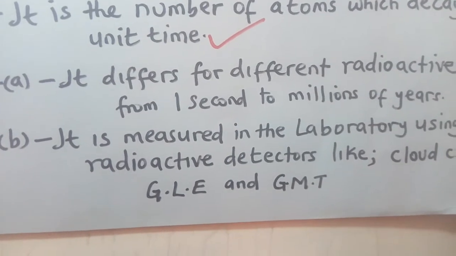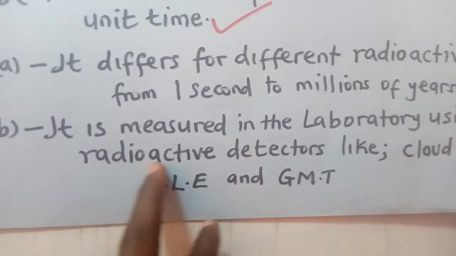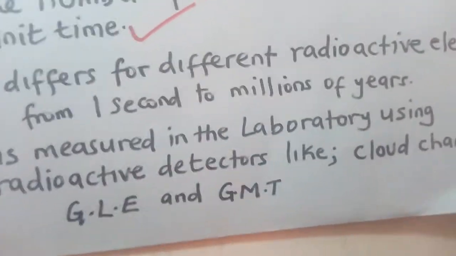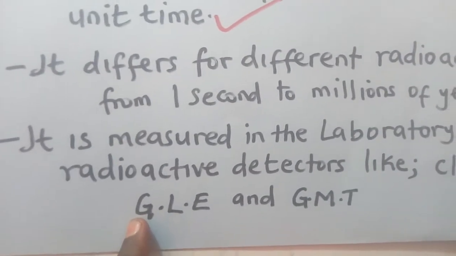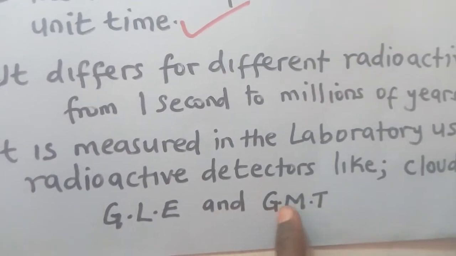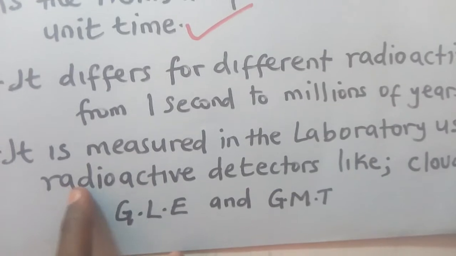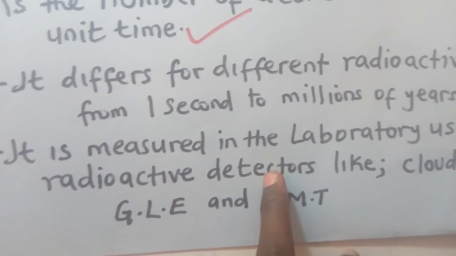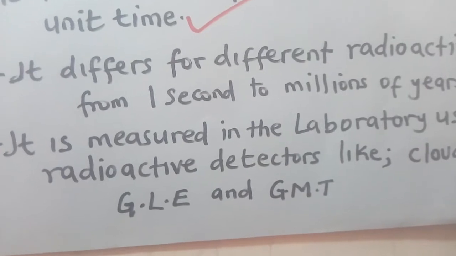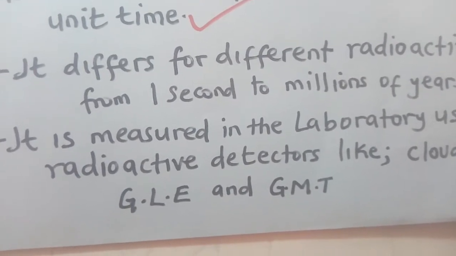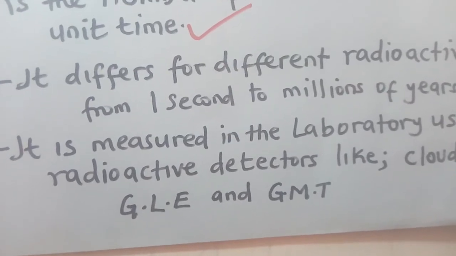Now, how do you measure an activity of a radioactive element? You use what we call radioactive detectors, and you do that in the laboratory. So activity is measured in the laboratory using radioactive detectors. You see, examples of radioactive detectors are cloud chambers, GLE means the gold leaf electroscope, and a Geiger-Müller tube, GMT. Now, a gold leaf electroscope, a Geiger-Müller tube, cloud chambers, these are examples of radioactive detectors. We use them in the laboratory to measure activity for every radioactive element so that we are able to compare them. And that is why we came to a conclusion that after doing the experiment, every radioactive element has its own activity, ranging from 1 second to millions of years.